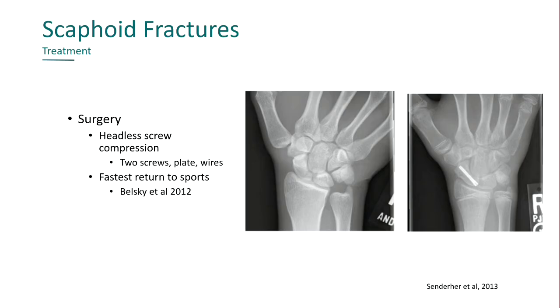If we move to surgery, we'll typically use a headless compression screw, as you see here. But there's an assortment of options, whether it's plates, screws, wires, and even for a non-displaced scaphoid fracture, sometimes we'll fix these to get an athlete back faster if they're a high-level player.